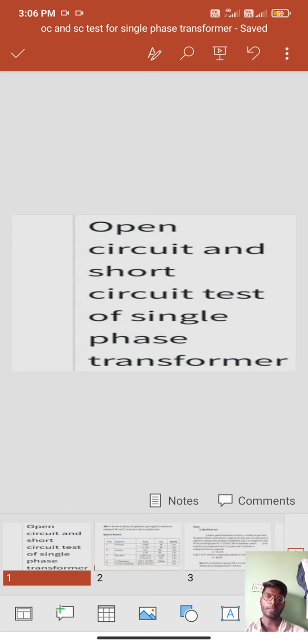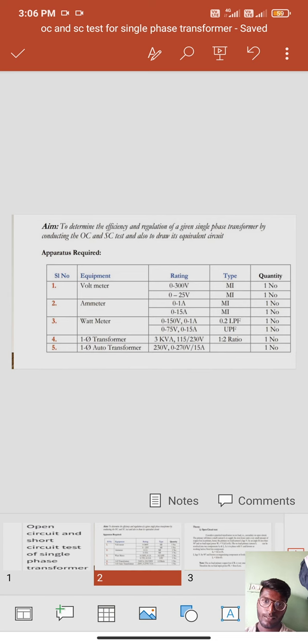My topic is the open circuit and short circuit test of a single phase transformer. The aim is to determine the efficiency and regulation of a given single phase transformer by conducting the OC and SC, open circuit and short circuit tests, also known as drawing the equivalent circuit. Materials required are voltmeter, ammeter, and so on, with their rating, type and quantity.